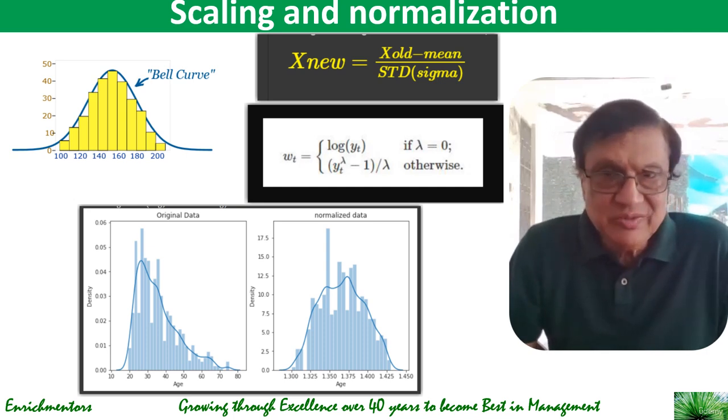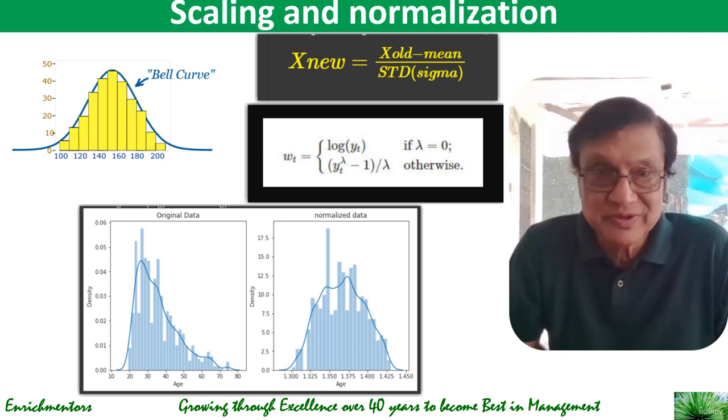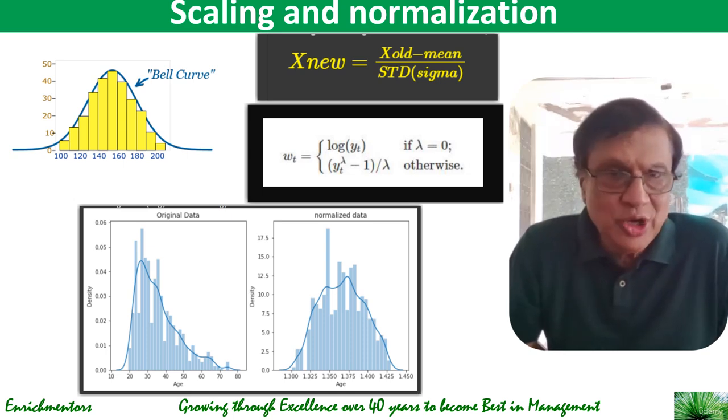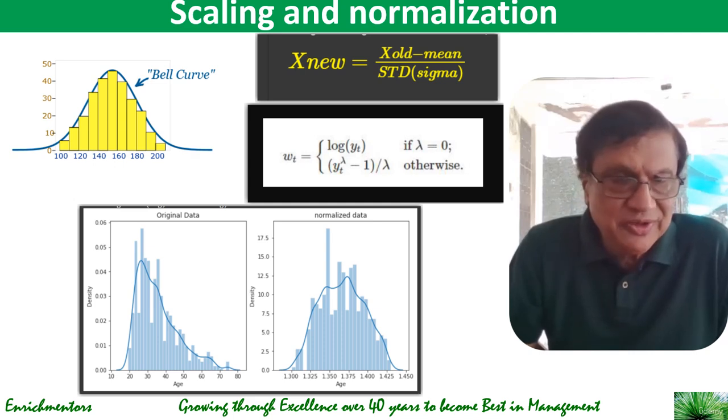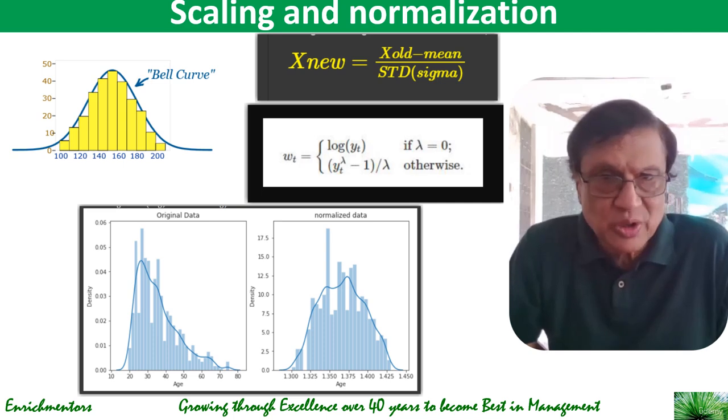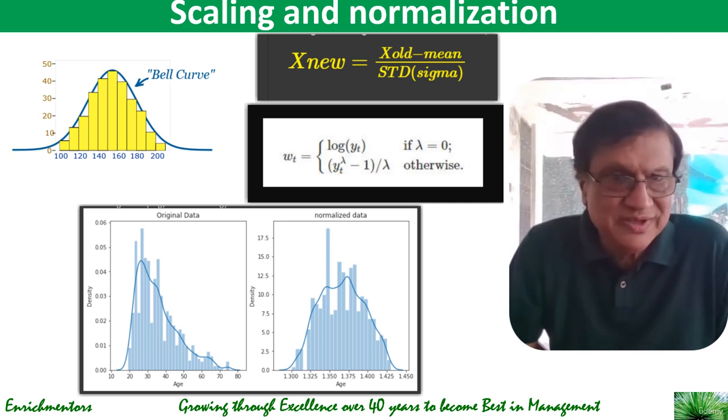Then there is another advanced technique called the Box-Cox transformation. It is a transformation of a non-normal dependent variable into a normal shape. So the Box-Cox transformation is used to convert a non-normal distribution to a normal distribution. The Box-Cox transformation is named after the statisticians George Box and Sir David Roxby Cox, who collaborated in a 1964 paper and developed this technique.